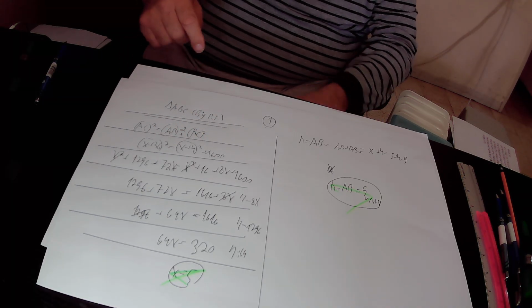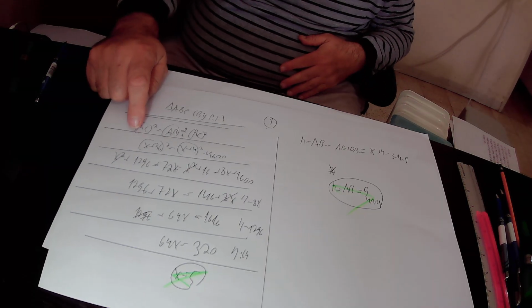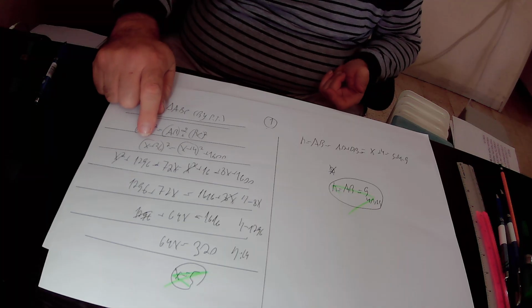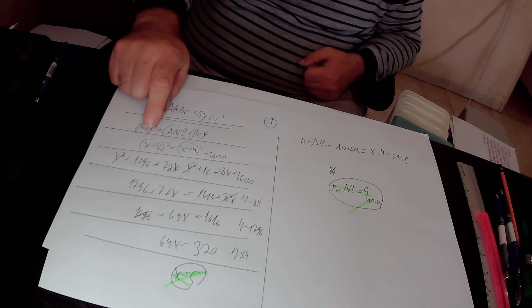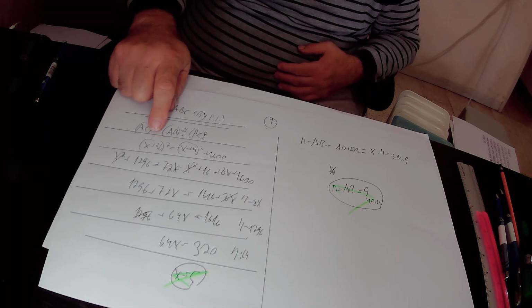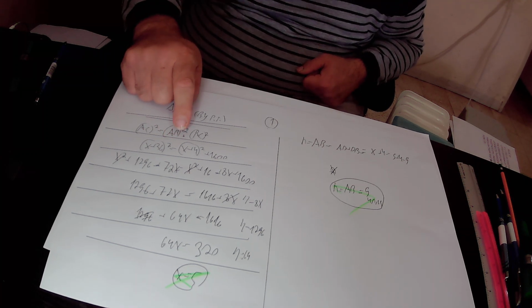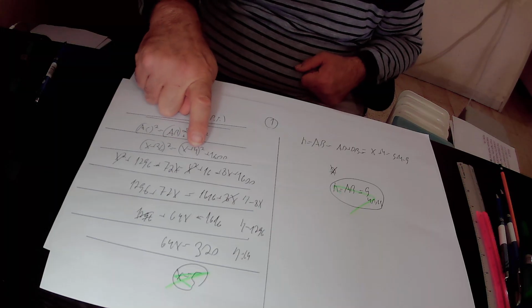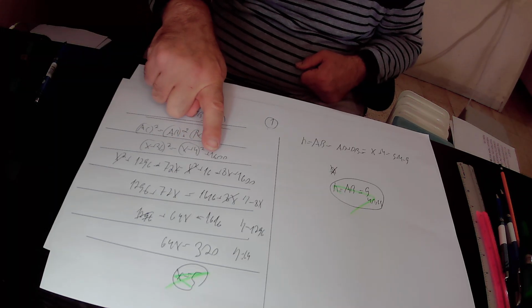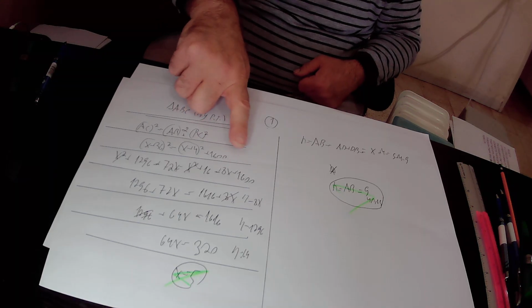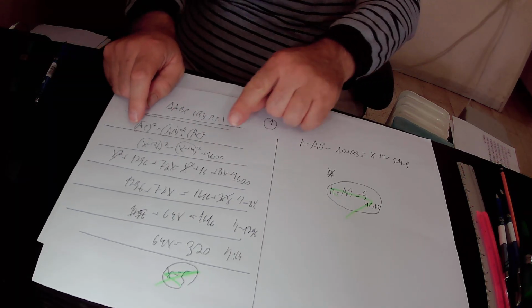Here we open the brackets on both sides of this equation. (x plus 36) squared equals x squared plus 36 squared, that is 1296, plus 2 times x times 36, that is 72x. And (x plus 4) squared equals x squared plus 4 squared, that is 16, plus 2 times x times 4, that is 8x, plus 1600.